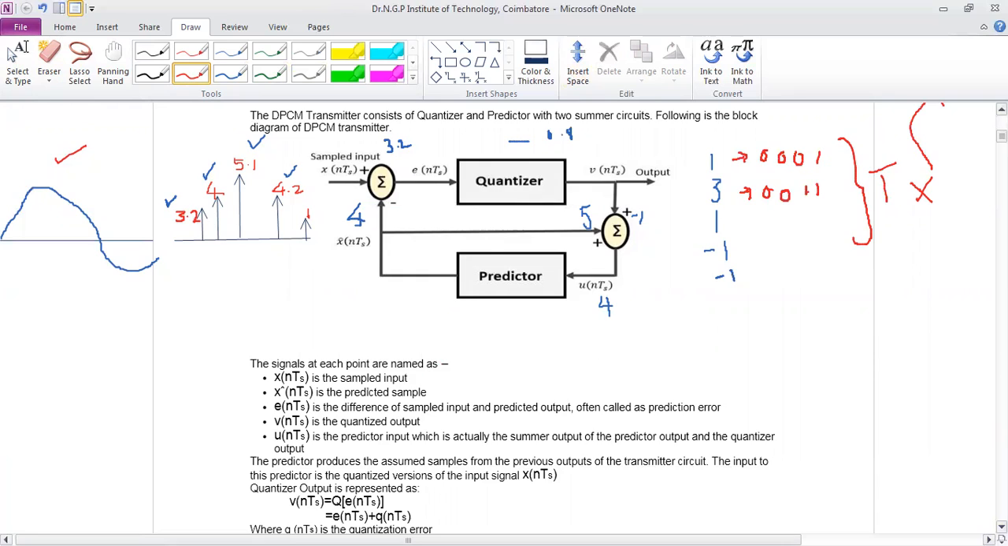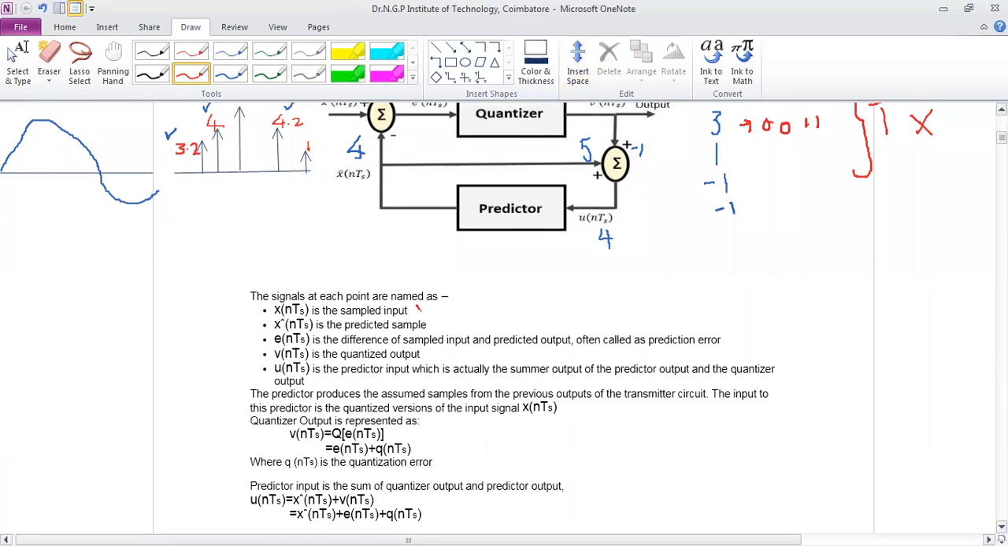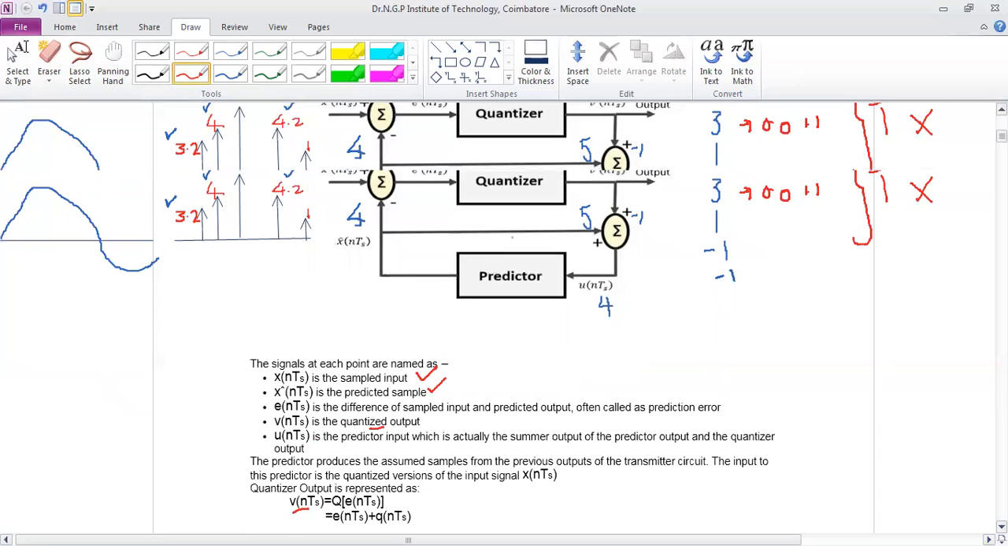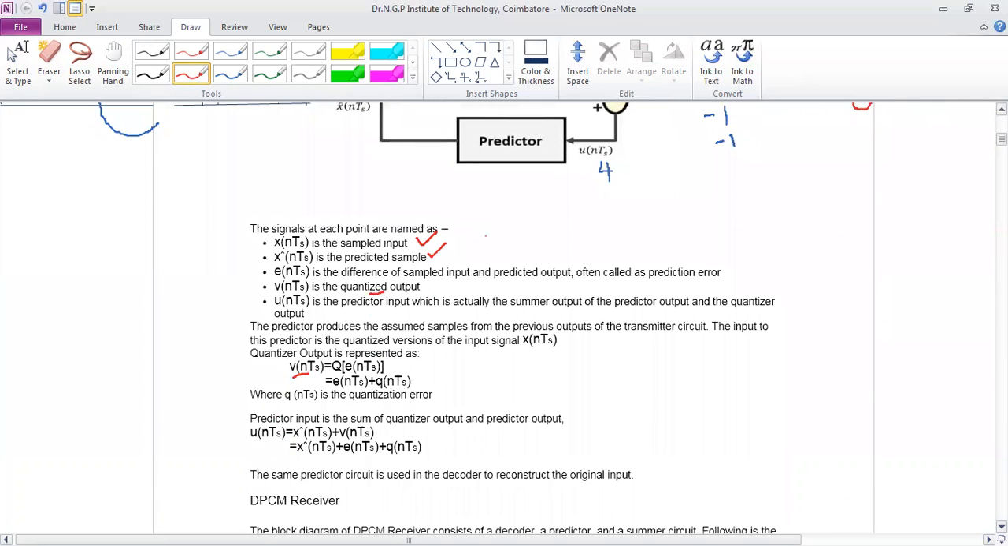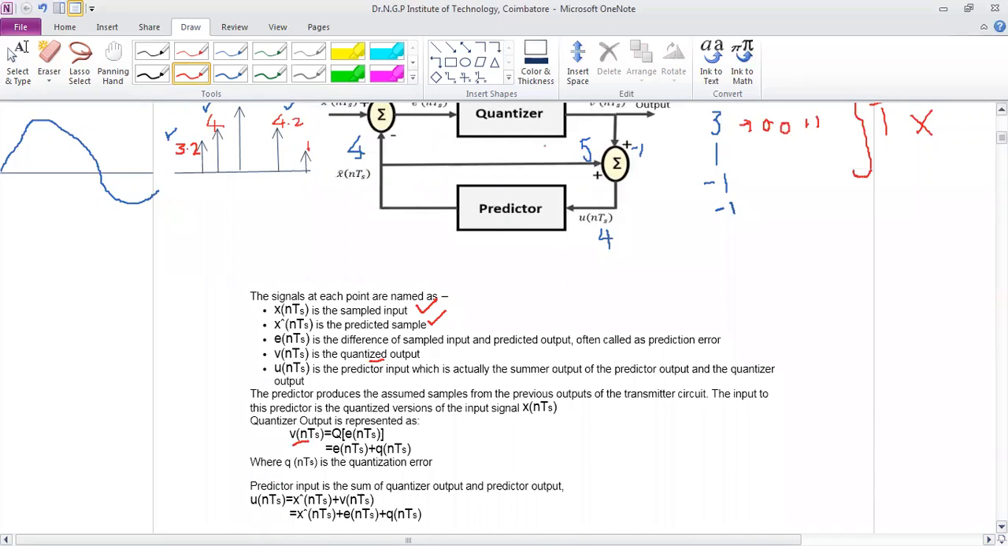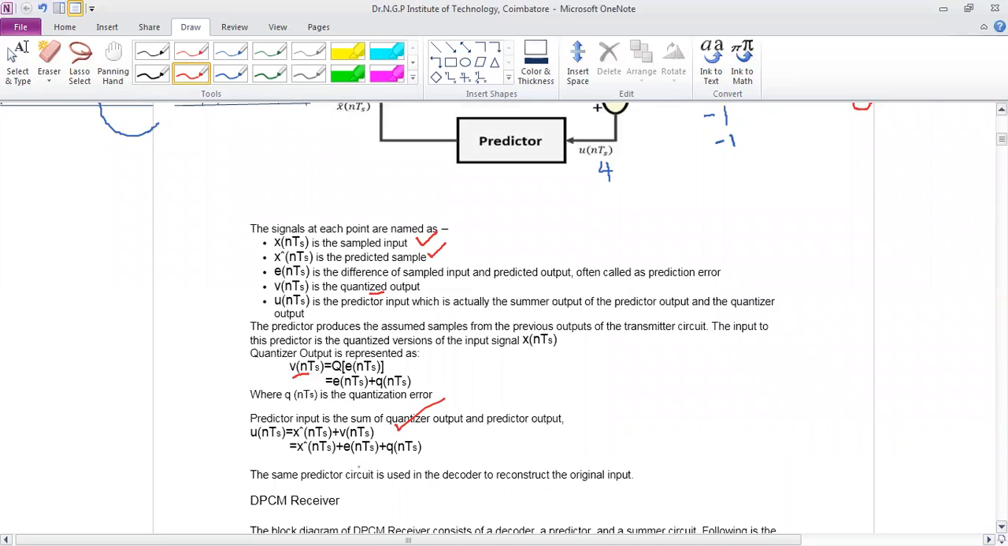So here x of nTs is the sampled input, x cap is the predicted sample, e of nTs is the error, v of nTs is the quantizer output, and u of nTs is the input to the predictor. So v of nTs will be the quantized value of my input, and u of nTs is the combination of the previous predicted value x cap of nTs plus the present value v of nTs. So that's the equation given here, x cap plus v of nTs.